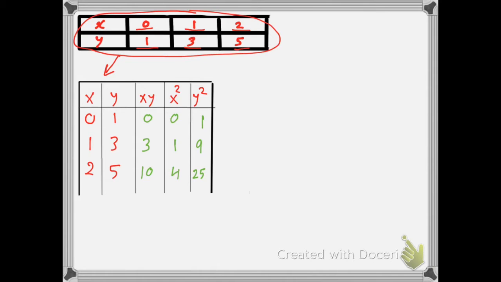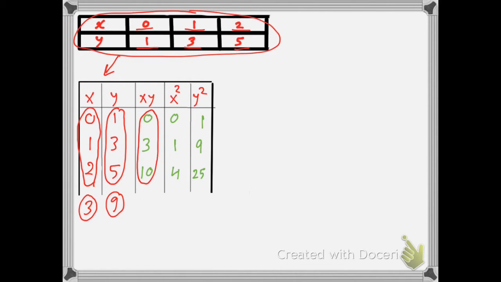Now the table is completed. After that, try to find the addition of each column separately. Let's start. The addition of this column, 0 plus 1 plus 2, will be 3. The next one, 1 plus 3 plus 5, gives me 9. The next one, 0 plus 3 plus 10, gives me 13. In the same way, 0 plus 1 plus 4 gives 5. The last column, 1 plus 9 plus 25, will give you how much? They will give you 35.